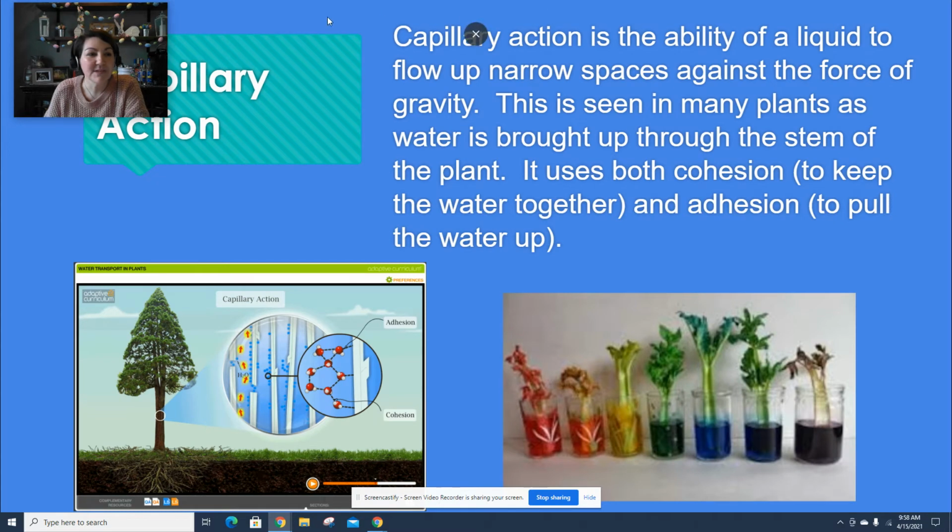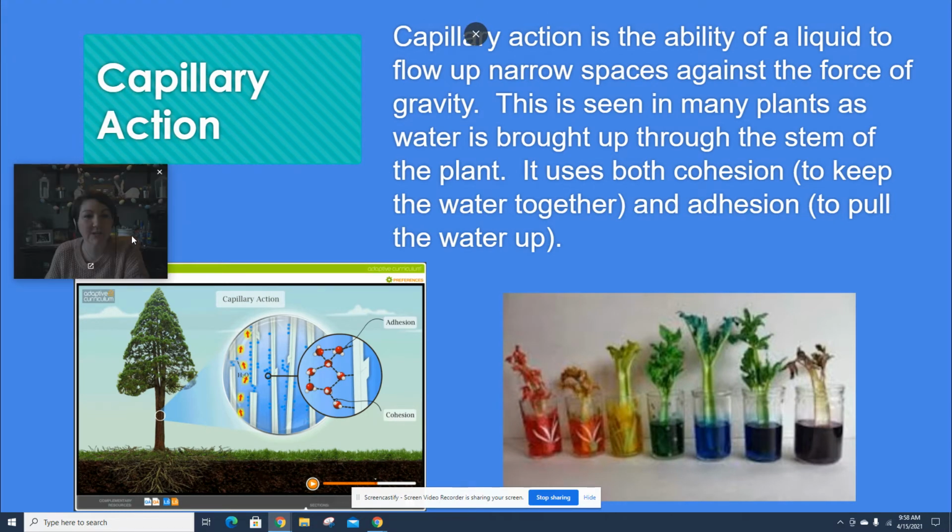We will also see something called capillary action. Capillary action just means that water is being drawn up against the force of gravity. And this is how water gets to the top of a tree or the top of a plant against the force of gravity. It's using both cohesion and adhesion to draw it up.